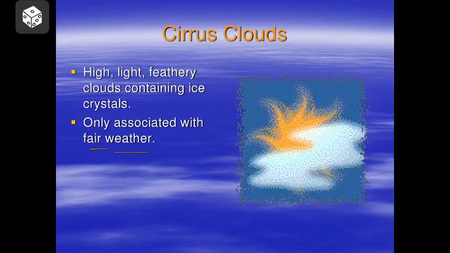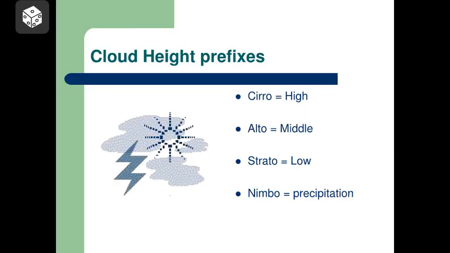Now there are also some prefixes that go with these clouds. Cirro is the prefix for high, so you can have cirrostratus, you can have cirrocumulus. The prefix alto means middle, so you can have altostratus, altocumulus. The prefix strato means low, so you can have stratocumulus. And the prefix nimbo is associated with precipitation, so you can have nimbostratus, nimbocumulus, or in the really bad case, you can have the big thunderhead, the cumulonimbus type clouds.